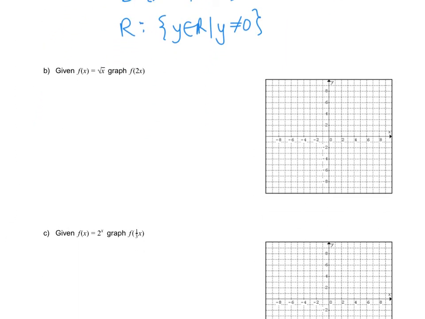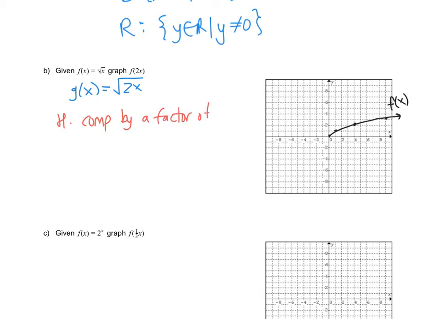So the next one we have is the square root function. So I'm going to start off by graphing my square root function with its key points. And I will label it as f of x. Now my equation g of x, instead of the x under the square root, I'm going to write 2x. And in terms of transformations, if I take the reciprocal of that k value of 2, it's a half. And that means I actually have a horizontal compression by a factor of 1/2.